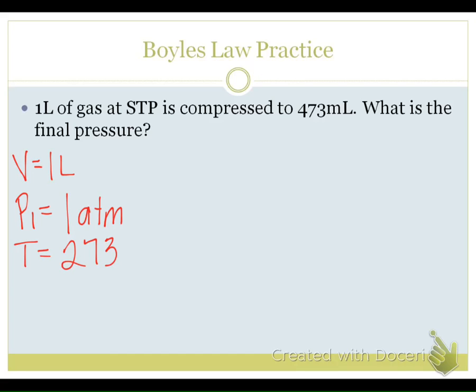After we've got those, what does the 473 milliliters tell us? What variable would that be? V2. It's a volume, and it's after whatever change has happened. So our V2 is 473 milliliters, which we need to get to liters somehow. How can we do that? We divide by 1,000, or move the decimal place 3 to the left. So our V2 is 0.473 liters.